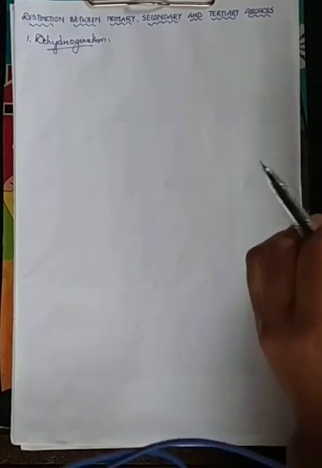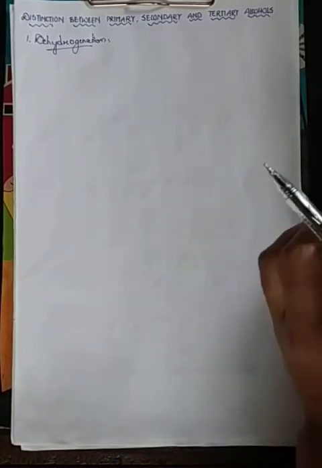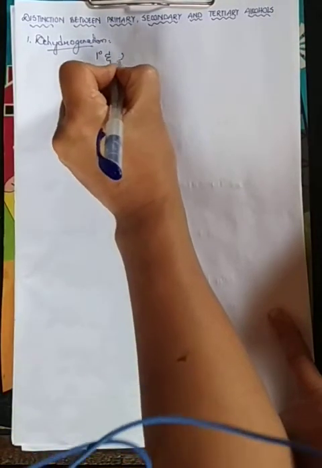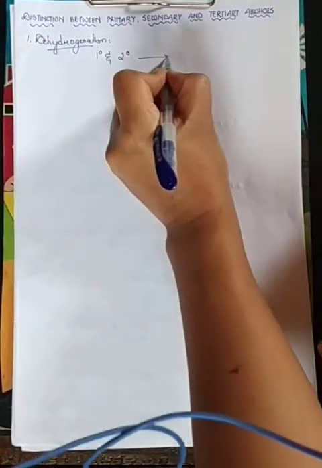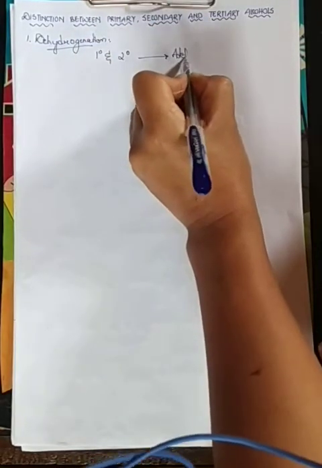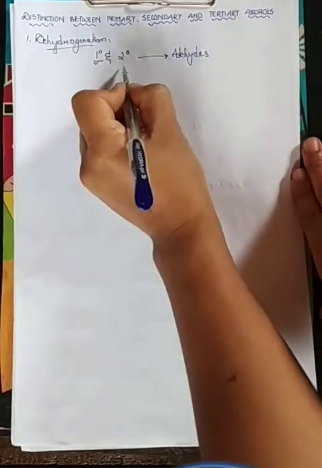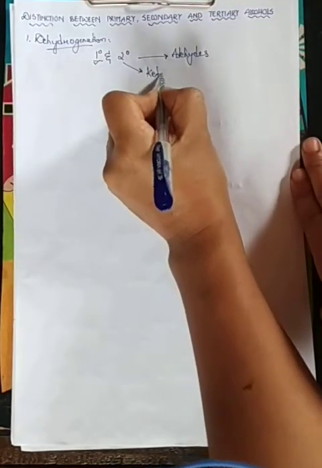Now, alcohols get dehydrogenated when the vapor is passed over heated copper at around 300 degrees Celsius or 573 Kelvin. Now, let's check out the reaction. When we consider primary, secondary, and tertiary alcohols, primary and secondary alcohols get dehydrogenated easily, giving aldehydes from primary alcohols, and secondary alcohols give us ketones.